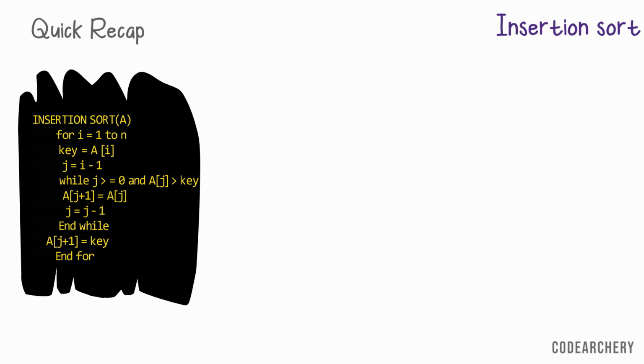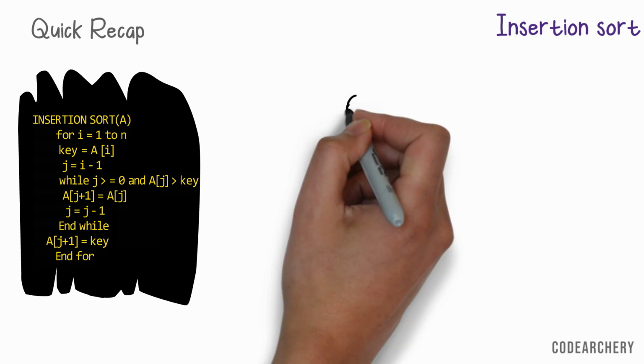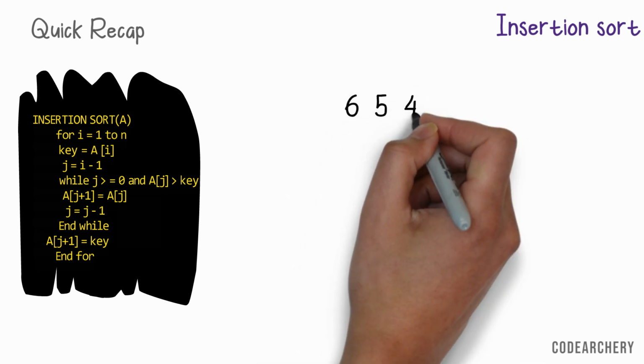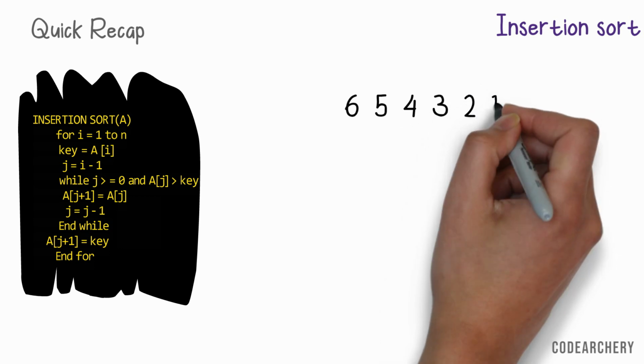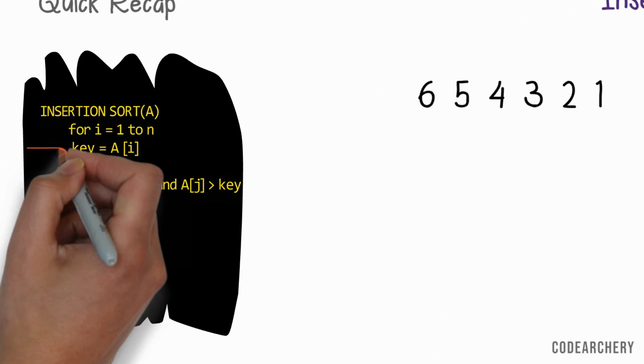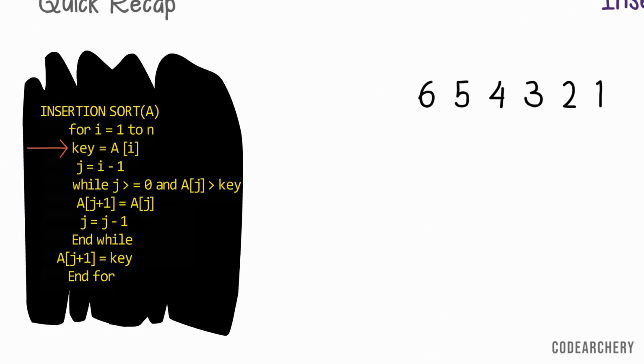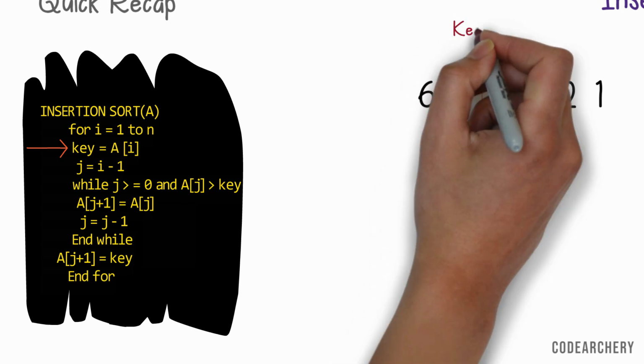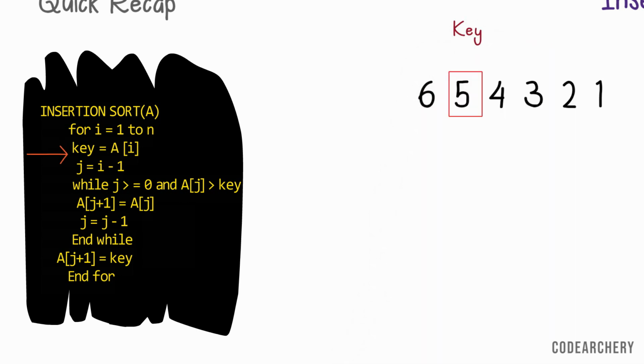The worst input for any sorting algorithm is a descending sorted list. So consider 6, 5, 4, 3, 2, 1 as our array which we have to sort. So first, we will highlight the key element which is a of i, that is a of 1, which is 5 in this case. Then we'll find out j, which is i minus 1, that is 6.